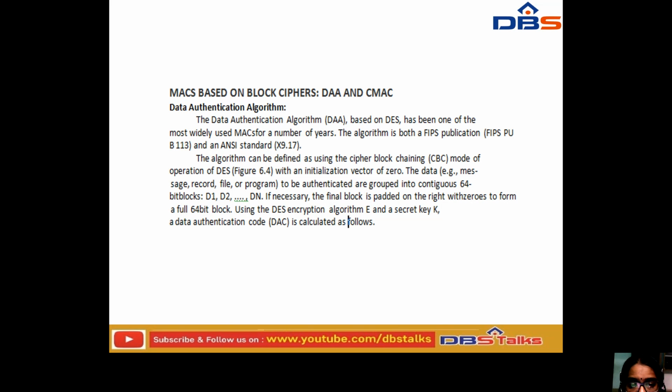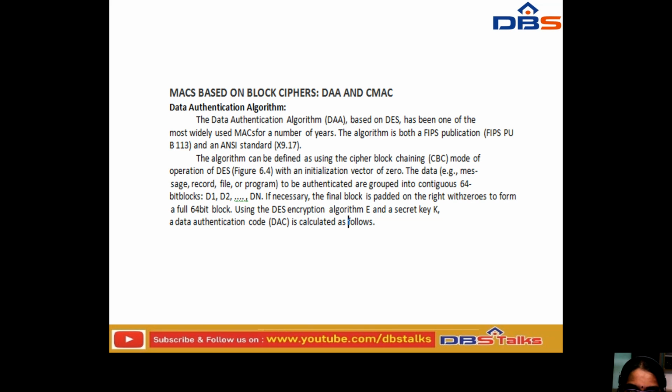If necessary, the final block is padded on the right with zeros to form a full 64-bit block, because if it is not full-fledged, it is filled with zeros. Then, using the Data Encryption Standard algorithm E and the secret key K, the data authentication code is calculated as follows.